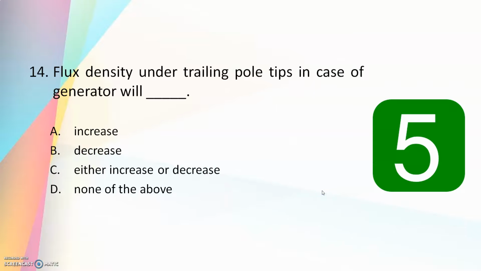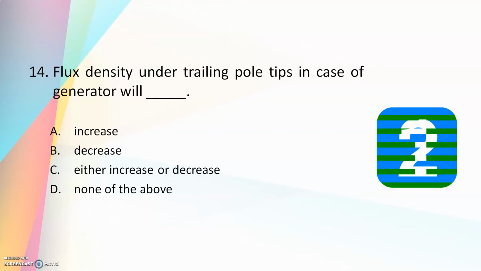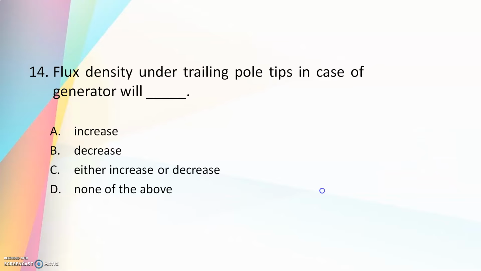Flux density under trailing pole tips in case of generator will increase, decrease, either increase or decrease, none of the above. And here you go. And the answer is increase.